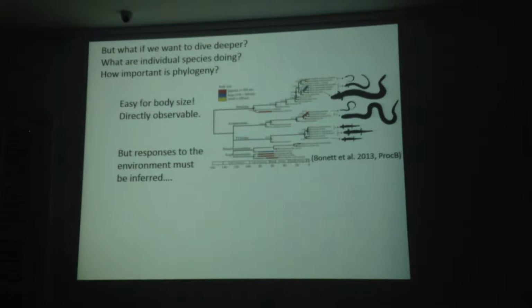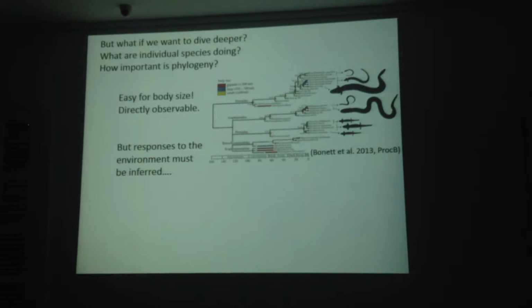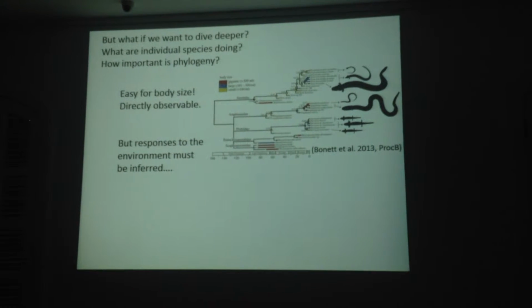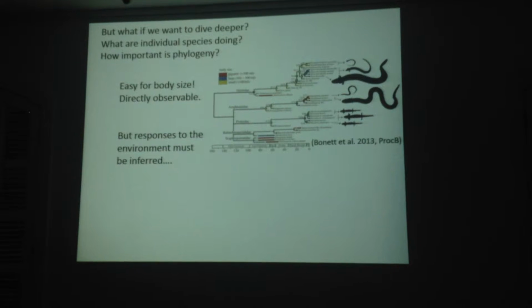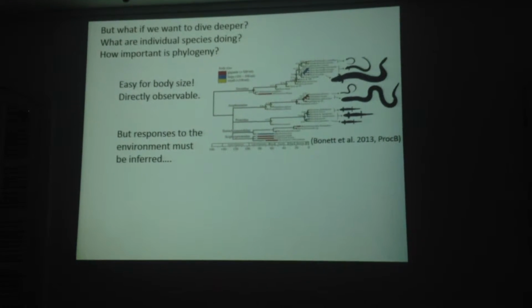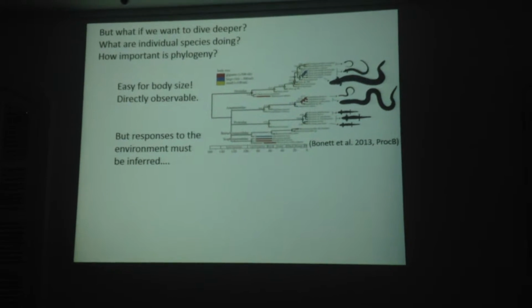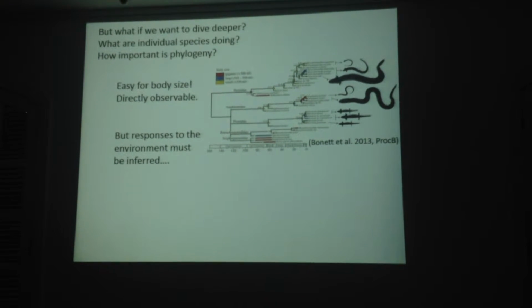But what if we want to actually dive a little bit deeper and think about what individual species are doing? I'm a shameless reductionist, so I really want to understand what these individual species are doing. And particularly, how important is phylogeny per se in mediating that response to the environmental gradient, say deforestation or anything else that you might be dealing with.